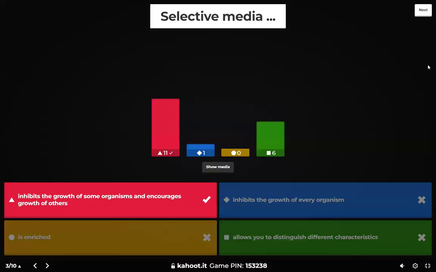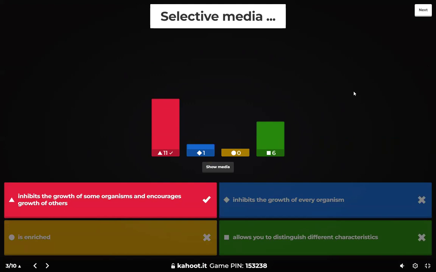All right, so our answer here, selective media. Selective media is the one that will select for some organisms. We can term it that way, but another way of wording that is inhibiting growth of some organisms and encouraging growth of others. Same way of saying selecting for some.